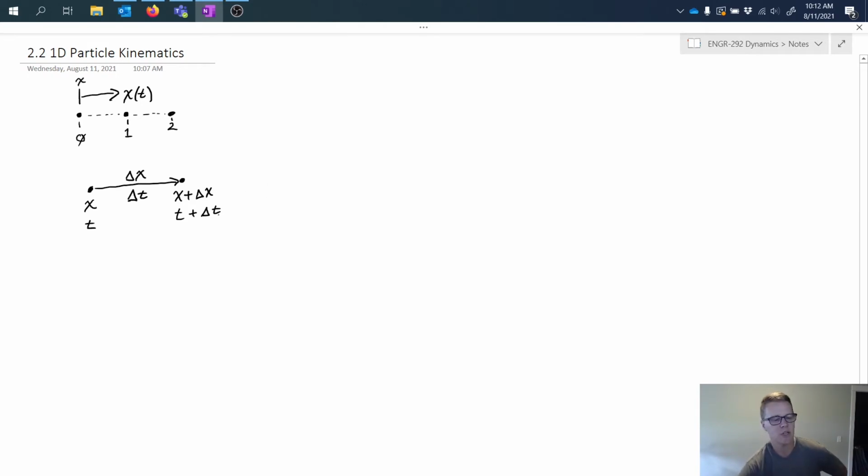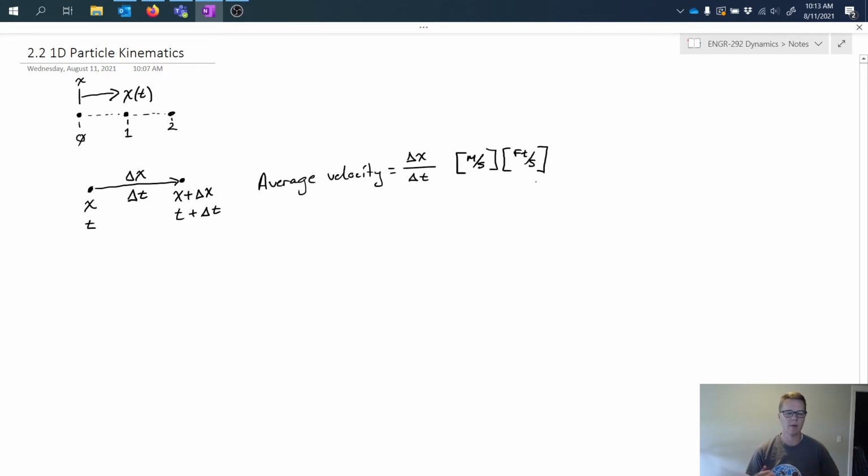This change in position and change in time we can use to calculate the average velocity of my particle. If I simply take change in position over change in time, I would get average velocity. And average velocity is going to have velocity units of, for example, meters per second, or feet per second, or inches per second, or millimeters per second. Some unit of distance divided by some unit of time. Miles per hour is another example.